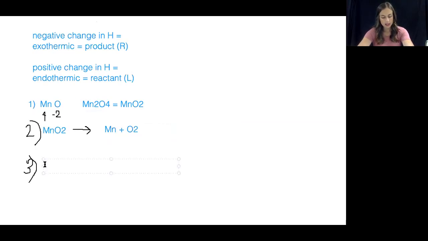All right, well, let's go back and see what they said. They said the change in enthalpy was 519.7 kilojoules. That's positive. So a positive change in enthalpy means it's endothermic, meaning the change in enthalpy will be a reactant. So it's going on the left side of my equation this time. So MnO2 plus what they told me, 519.7 kilojoules, forms Mn plus O2.